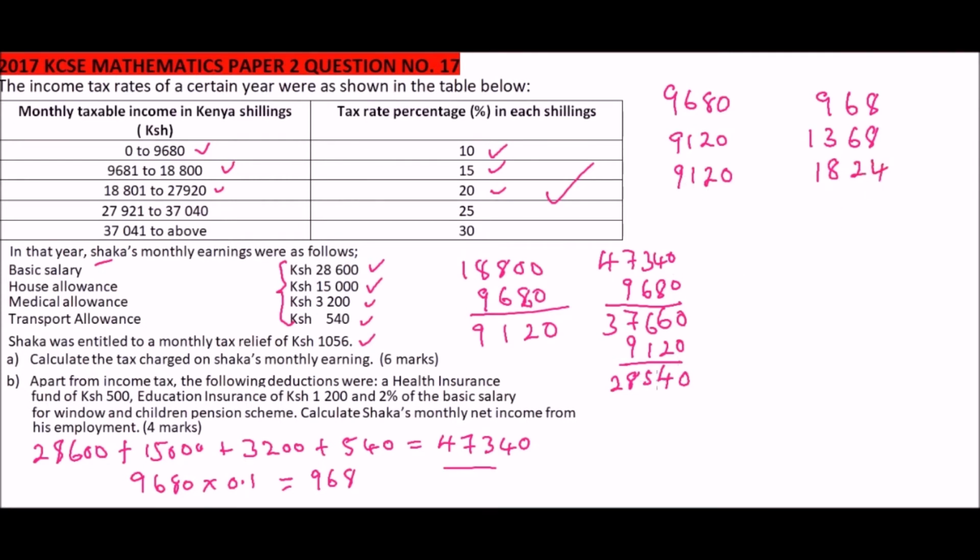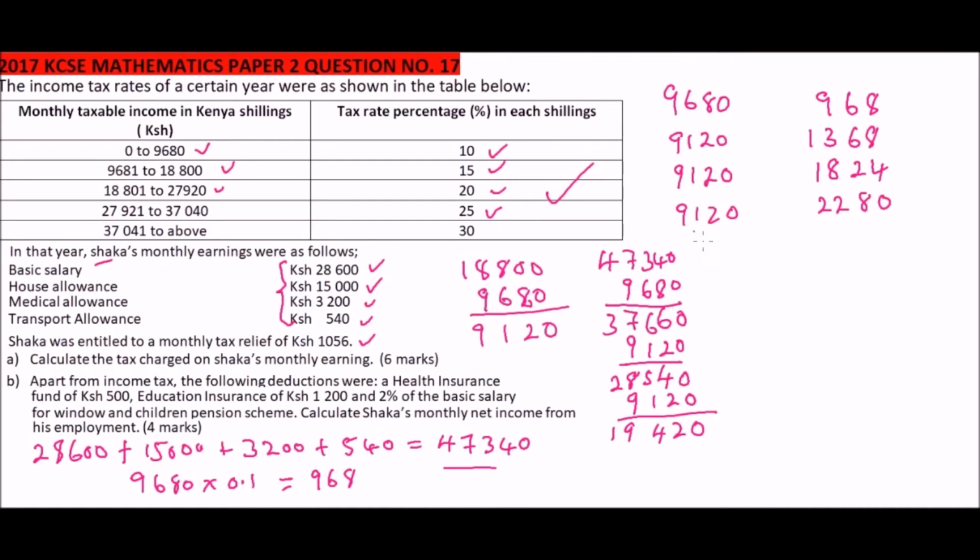We subtract 9,120 from 28,540. So we again move to the next bracket, which is 25%. 25% of 9,120 is 2,280. You can use your calculator to calculate that.